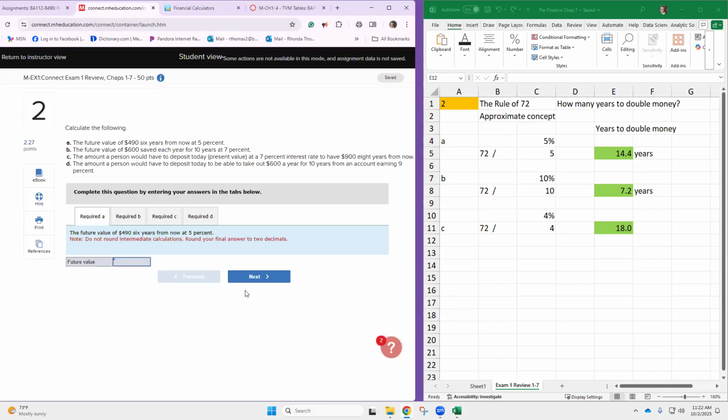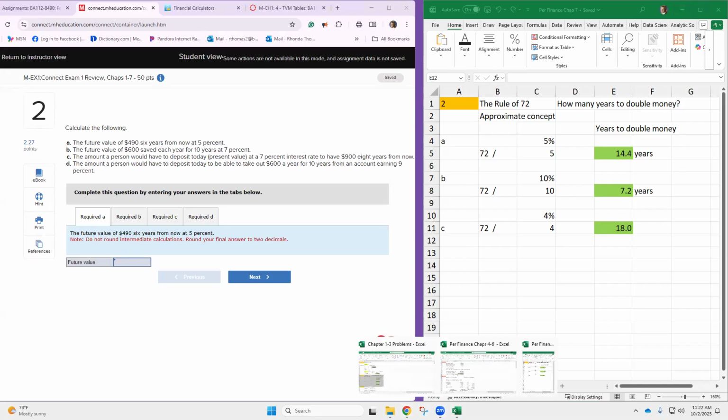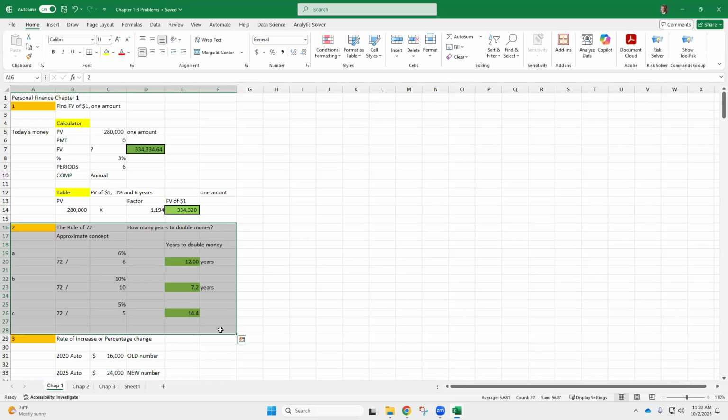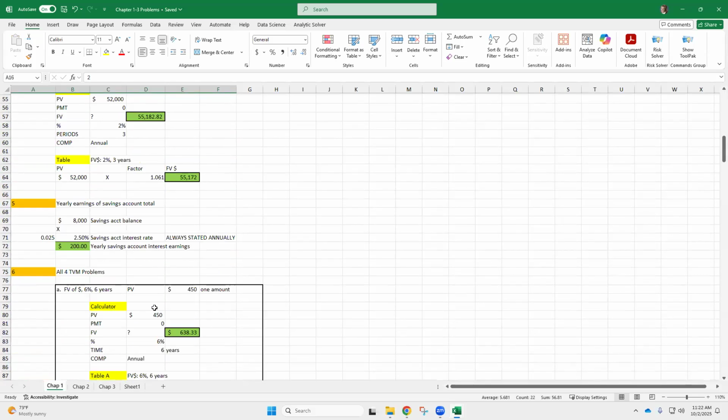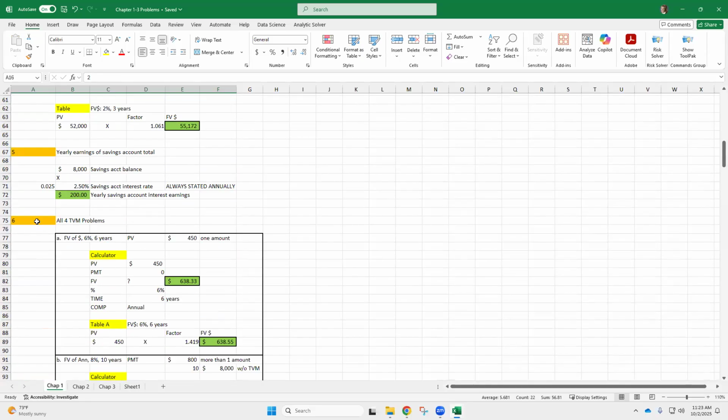Calculate the following: future value, future value. So then the present value and the present value. So these are all 4 of the time value of money things that we have learned to work. Okay, so I am going to pull that in from my chapter 1. Let me find it. I've got it here somewhere. Yeah, all 4 time value of money problems.